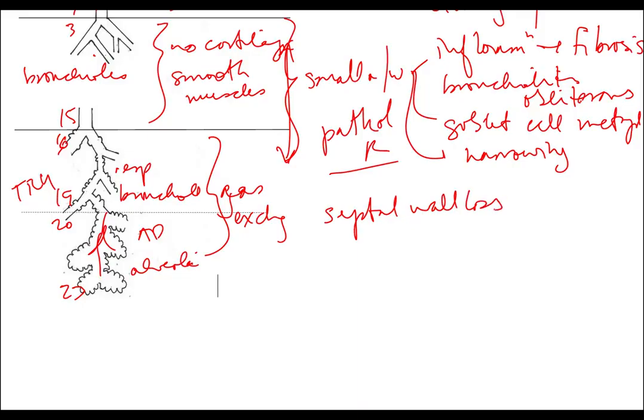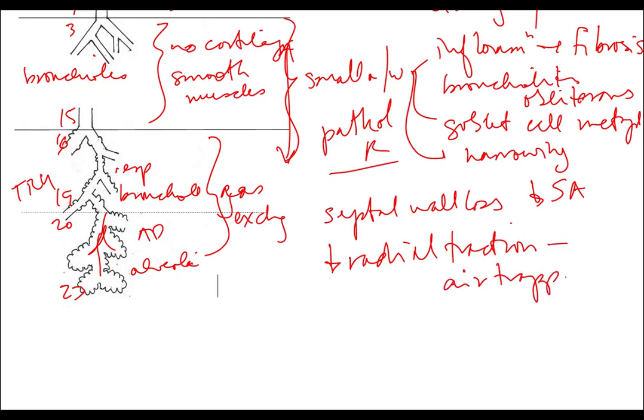And that's going to be very important because that's going to decrease surface area and lead to diffusion defects. The other problem we're going to see higher up is loss of radial traction. And remember that radial traction, which we'll talk about more in emphysema, is what holds the small airways open so that they don't collapse. With the loss of radial traction, that's going to lead to the air trapping of emphysema.